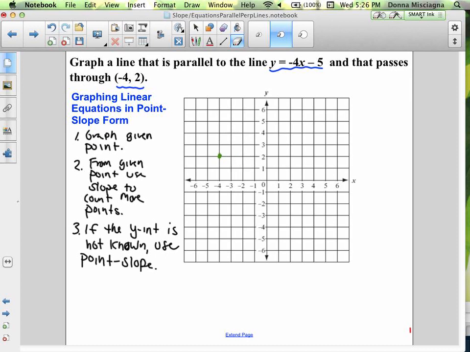All right, so now let's find our slope from the equation of the line that we're given. We know that the slope is that coefficient right in front of x. So we have a slope of negative 4, which means that the rise is negative 4 and the run is 1.